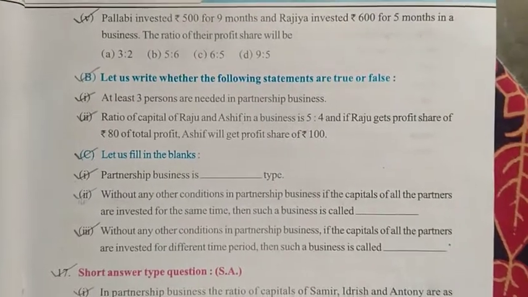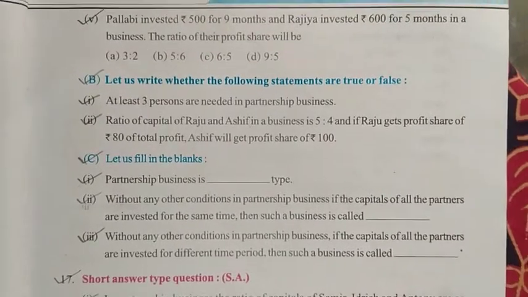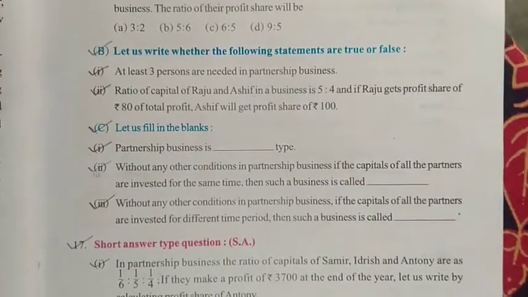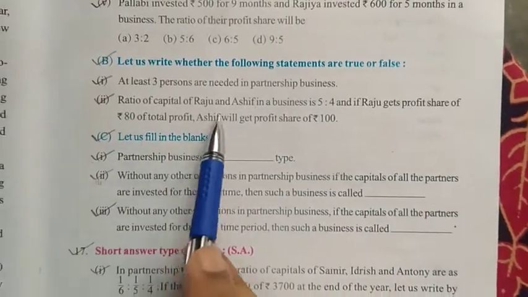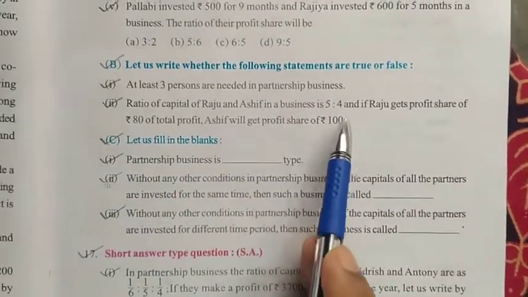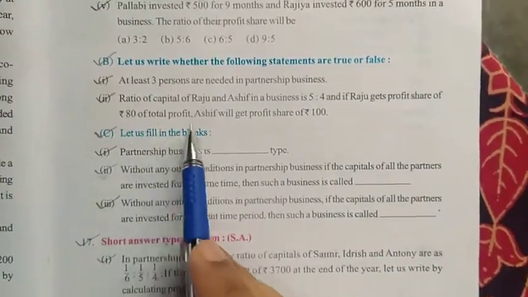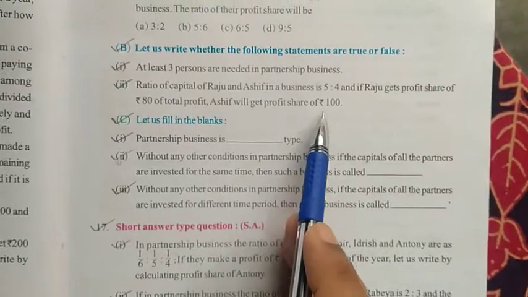This is a true false question. One of the important short questions. The ratio of capital of Raju and Asif in a business is 5:4, and if Raju gets a profit share of rupees 80 of total profit, Asif will get a profit share of rupees 100.